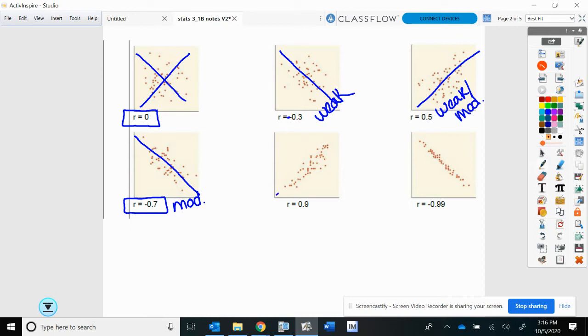This is a 0.9. And so you can easily see how, just by looking at it, it's kind of hard to tell what that correlation would be. So being able to use our calculators to help really determine that R value is super powerful. So again, we're going to be learning how to use our calculators to calculate this. So this one's a 0.9, very strong relationship. And then we have a -0.99, so really close to forming that straight line. Again, very strong.